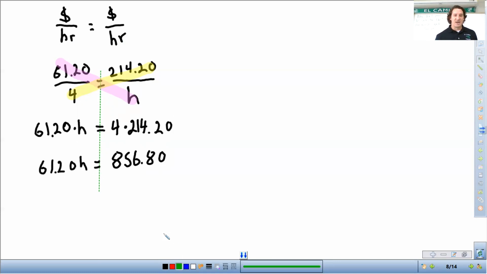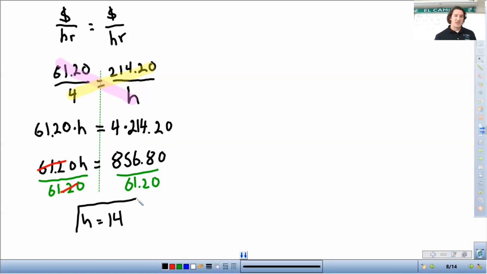And then the last step to solve for H is to divide. So divide by 6120. So 6120 cancels out. We get H is equal to, using the calculator, 14. So 856.8 divided by 61.2 is 14. So they worked 14 hours. All right.